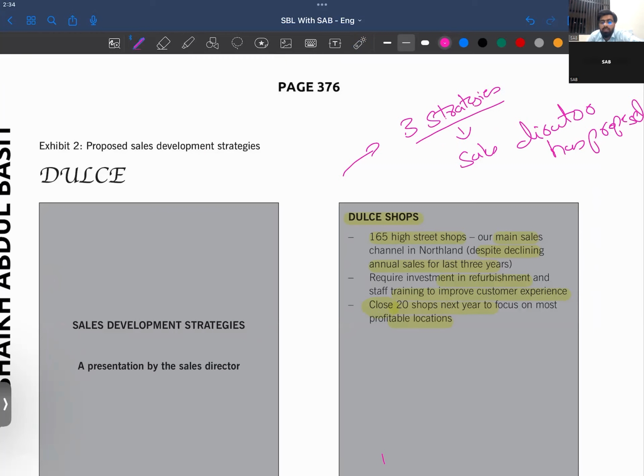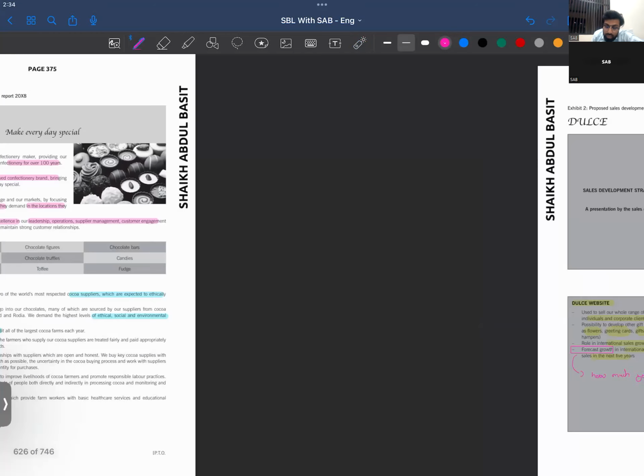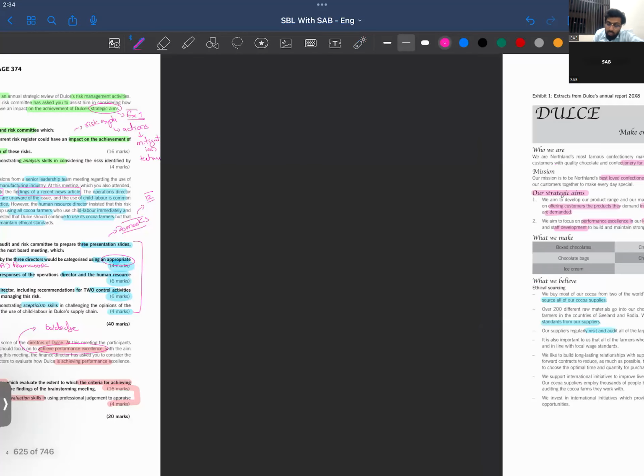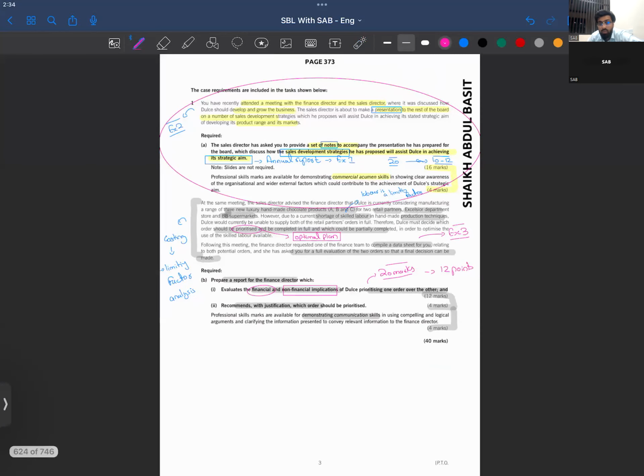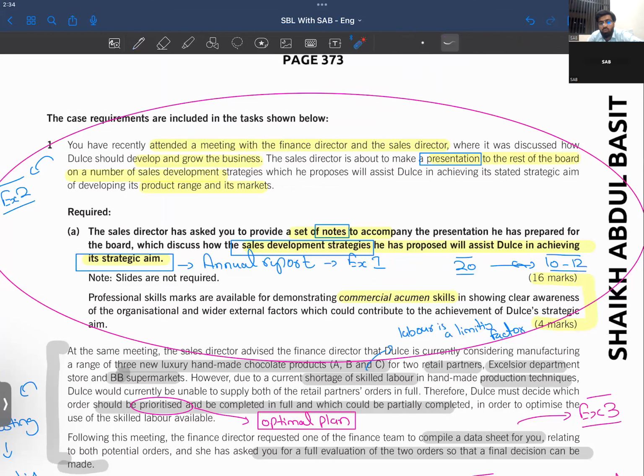Once you have got the strategies and have read the exhibit, I always recommend reading the requirement again and again to make sure that you are writing what the examiner wants. You have to be specific to the requirement. This is one of the main reasons that students fail this: they are not specific enough to the requirement, right?